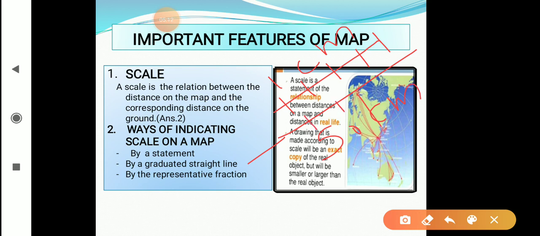Now the third one, by the representative fraction. That is the ratio between the map distance and the ground distance. Okay, I hope you understand.